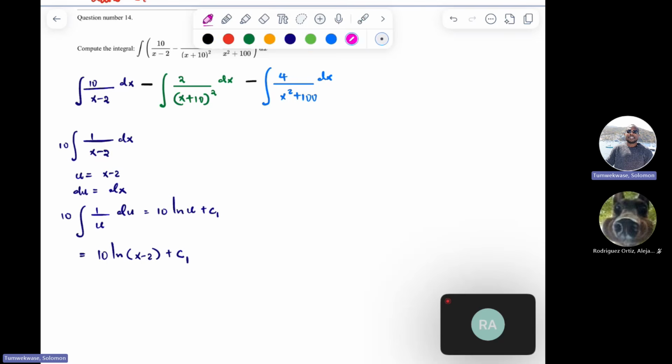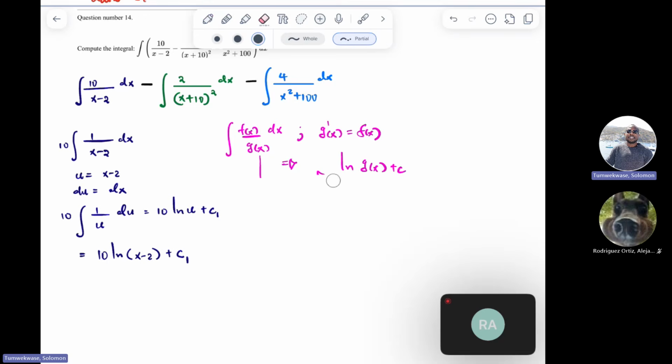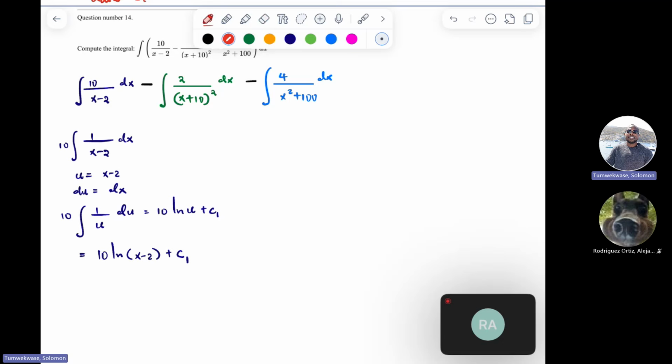I'm saying that if I have the integral of f of x over g of x, dx, and I see that the derivative of g of x is the same as f of x, then this integral is just the same as the natural log of g of x. That's all I'm saying.